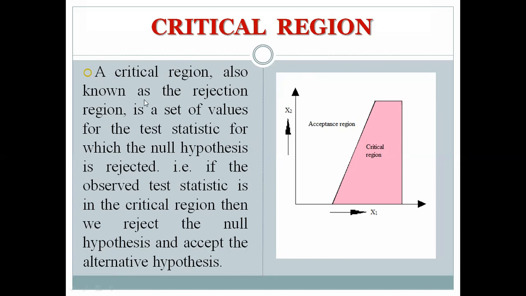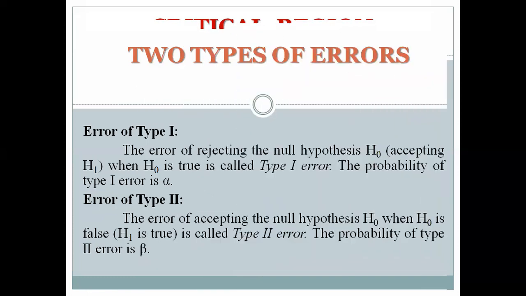A critical region, also known as the rejection region, is a set of values of the test statistic for which the null hypothesis is rejected. If the observed test statistic is in the critical region, then we reject the null hypothesis and accept the alternative hypothesis. This is called the critical region.